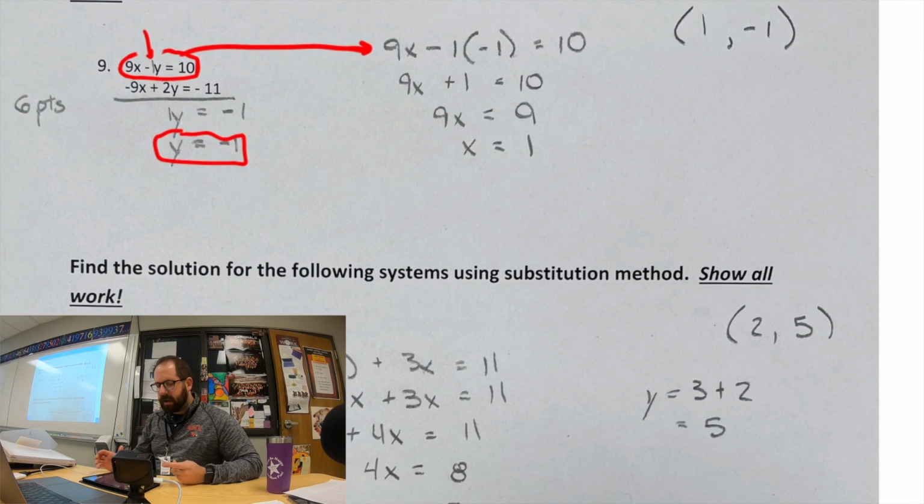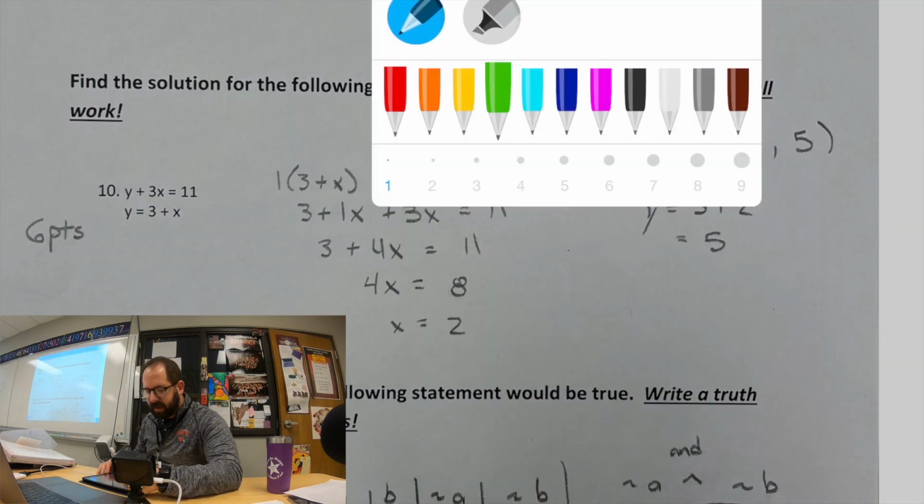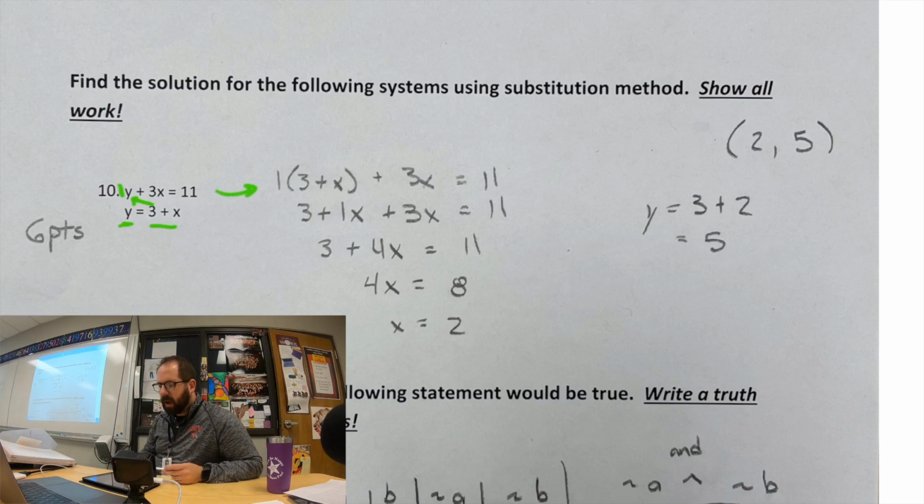Okay, number 10, you had to substitute. So this is the substitution method. This letter is by itself, so I plug this stuff into that letter up above, so you can see how I did that. That was a 1y plus 3x. I plug the 3 plus x in there for y. I distribute the 1, I add the x's together, move the 3 over, and divide. I think this is a problem where somebody told me a decimal.